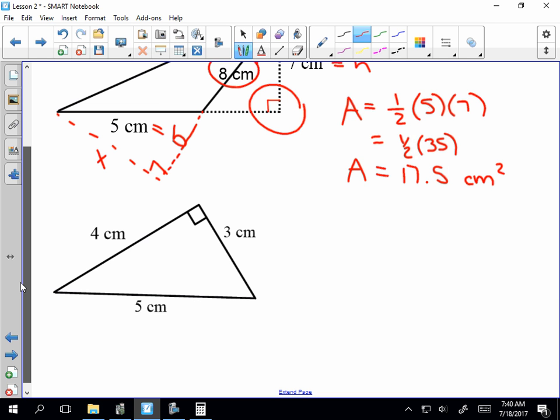Now, understand, looking at our next picture, this allows us to see that the bottom measurement is not always the base. What we have to understand is the base and the height have to be perpendicular to each other. So in this second image, I can either make 3 the base, which makes 4 the height, or I can make 4 the base, which makes 3 the height. We can do that either way.